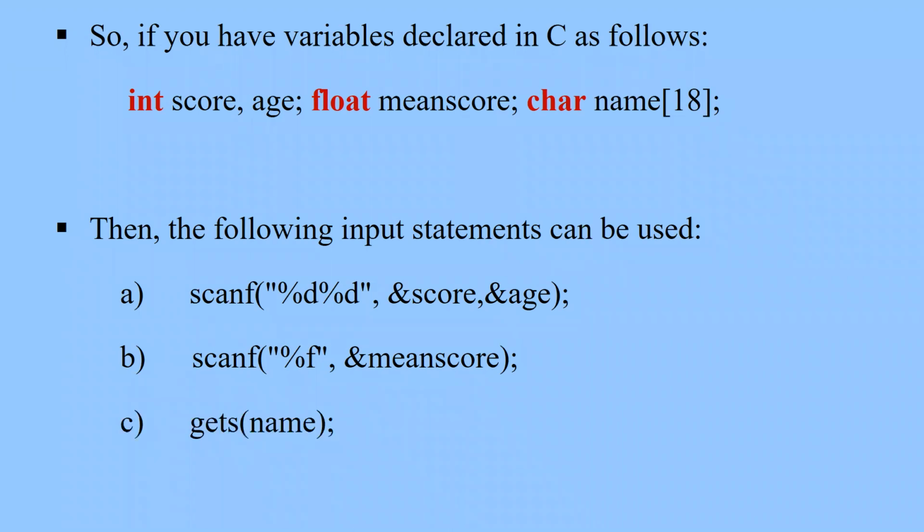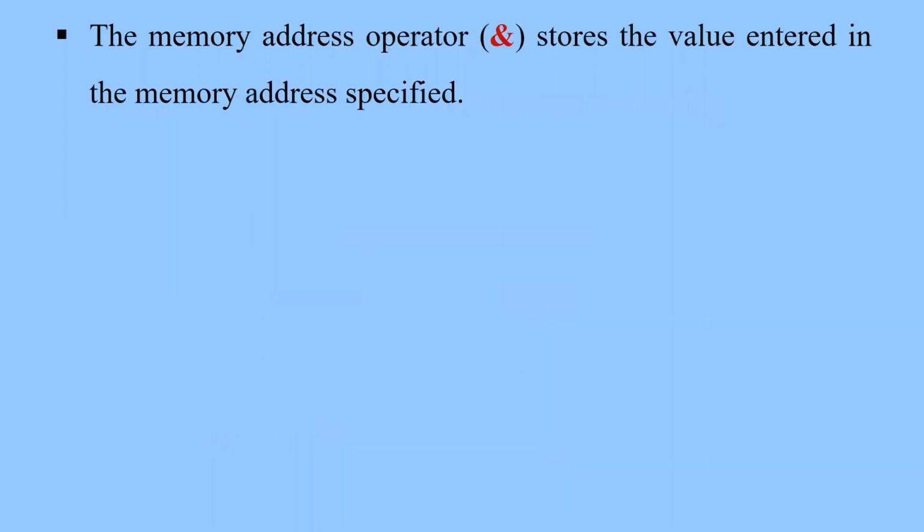Then for gets, we simply get name. We want to read the name. The memory address operator, that sometimes we call the ampersand sign, stores the value entered in the memory address specified. So we call it memory address operator.